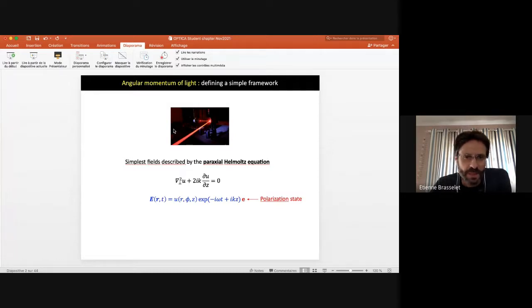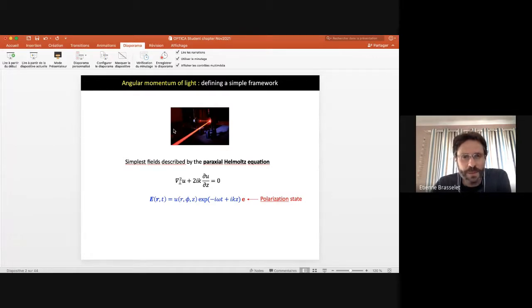So let me start with general features of light. Even though some of you may have already been introduced to some of them, I'm restarting from scratch in order to provide the maximum opportunity for everyone to enjoy from the beginning to the end. So I will start with defining the angular momentum of light, which is a quantity that will be there in all the next slides during this following hour together.